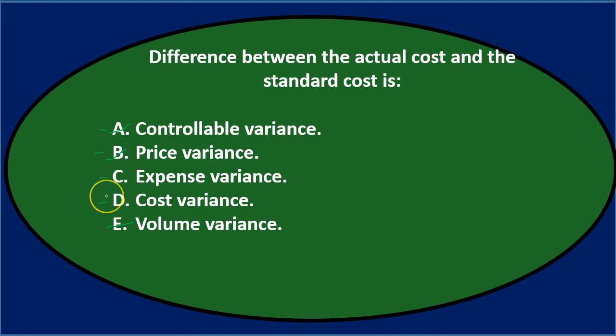And then between C and D, D almost sounds too good to be right, or too right on to be the correct answer, because it's the cost and the standard, but D is the correct answer. So D is the one. We're going to say the difference between the actual cost and the standard cost is D, the cost variance.